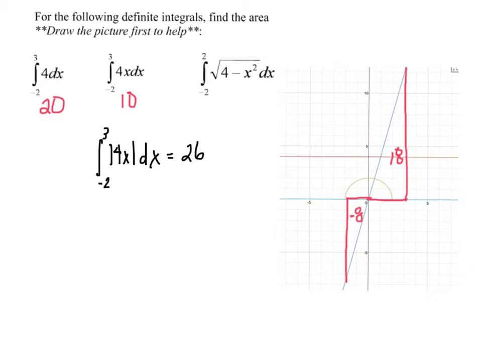Okay. And finally, the last one, we're looking for the area under the curve right here. It's a semicircle. So semicircles, remember, are 1/2 pi r squared. In our case, the radius is 2. So 1/2 pi multiplied by 4 is 2 pi.